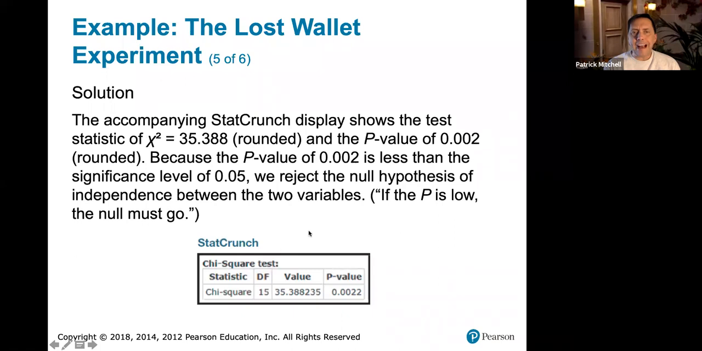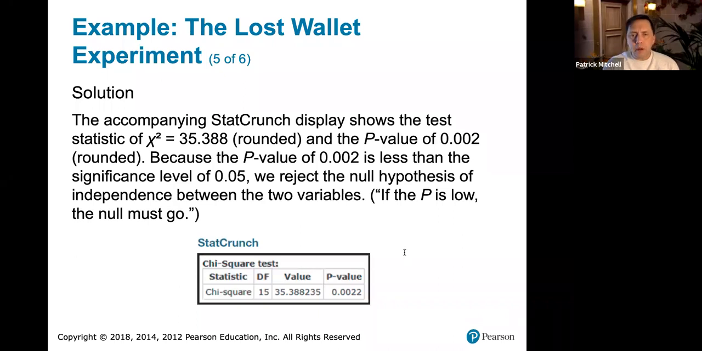Okay, so here's a StatCrunch display. The accompanying StatCrunch display shows the test statistic of chi-square equals 35.388 and the p-value of 0.002. Because the p-value of 0.002 is less than the significance level of 0.05, we reject the null hypothesis of independence between the two variables. In other words, it appears the chances of getting your lost wallet back do depend on the city in which you lost it.